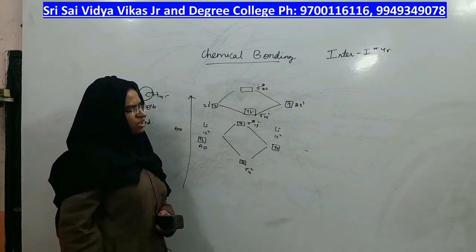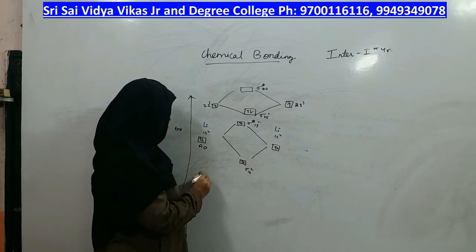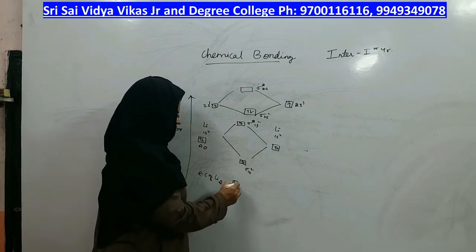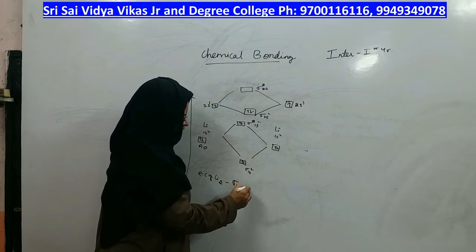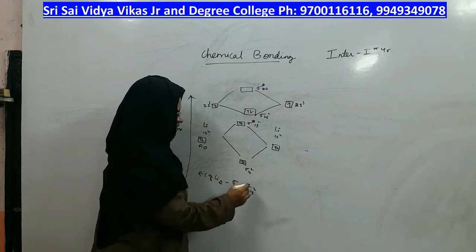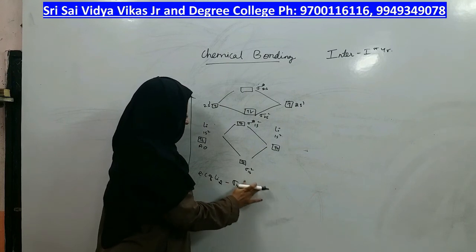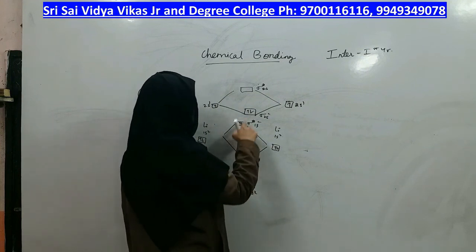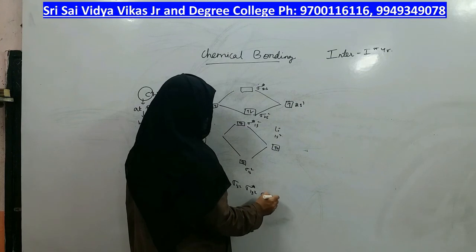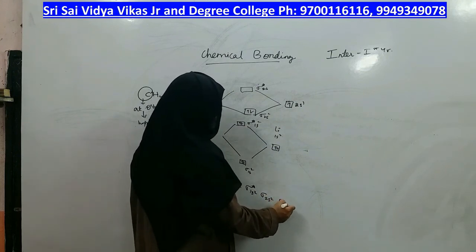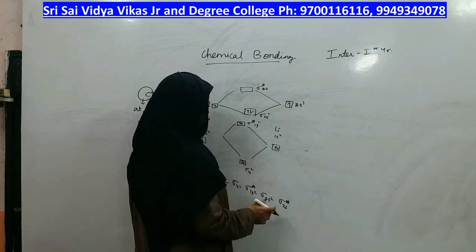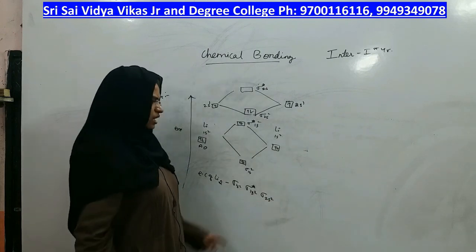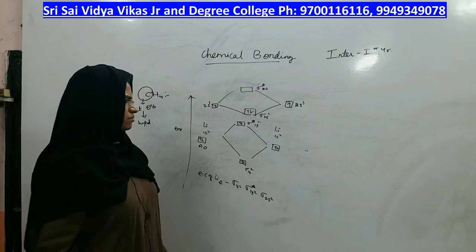Now let us write the electronic configuration of lithium molecule, not lithium atom but lithium molecule, which is sigma 1s2, then sigma star 1s2, then sigma 2s2. Sigma star 2s2 doesn't have any electrons, therefore whether you write it or not doesn't make any difference. So let us stop here only, right? This is the electronic configuration of lithium molecule.